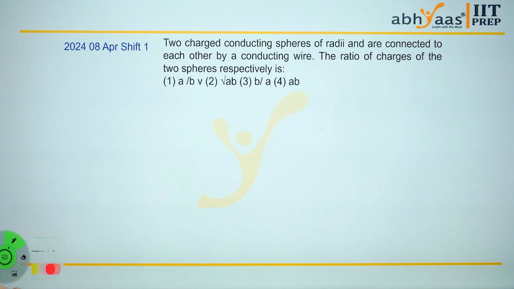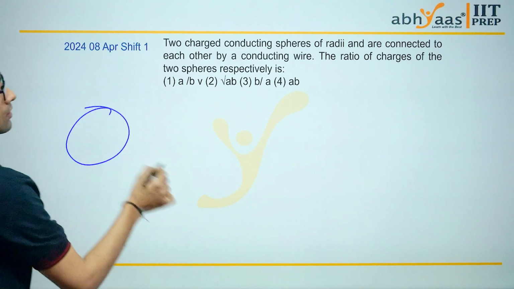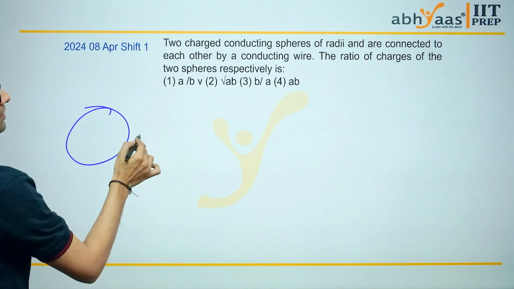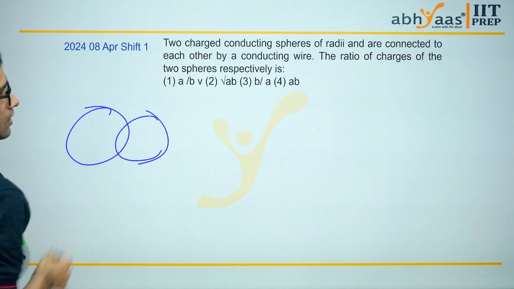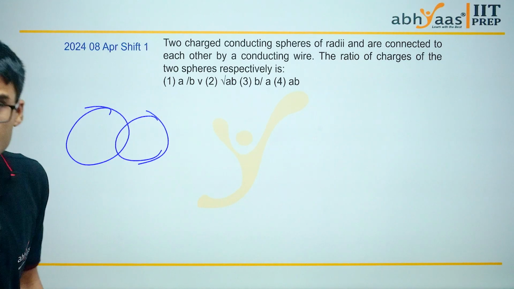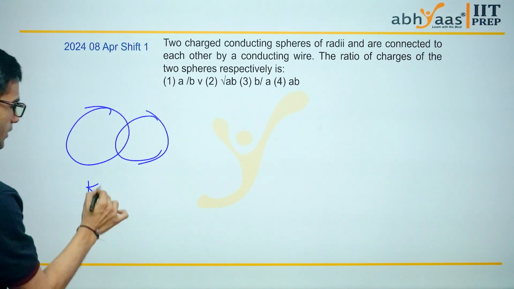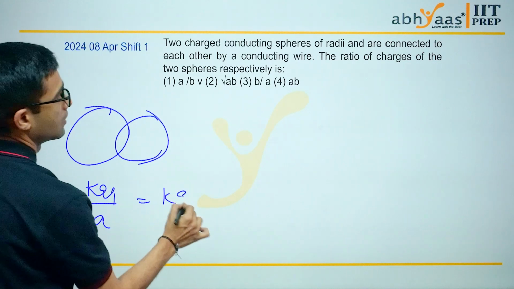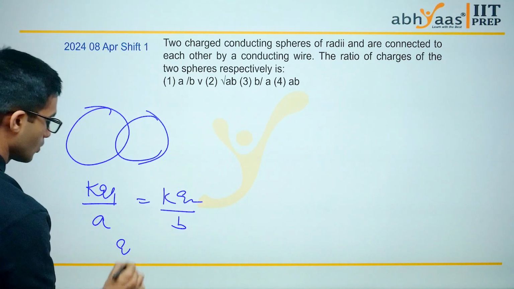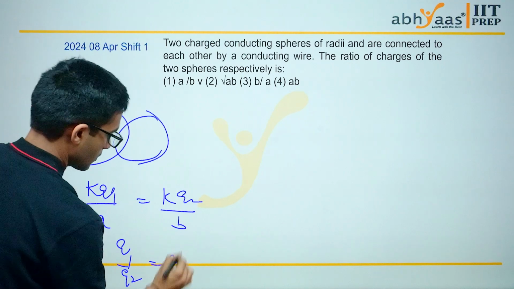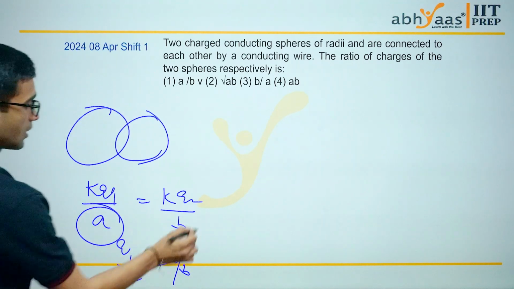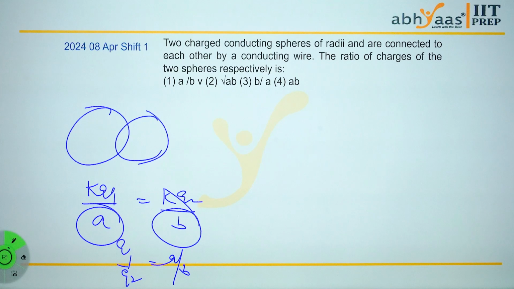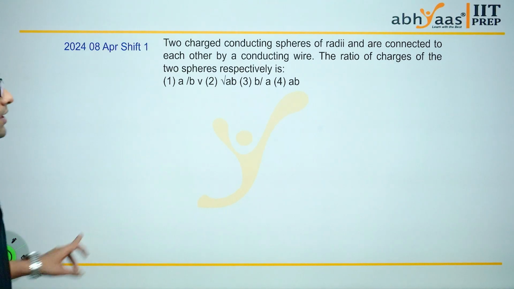Now another thing is calculating the potential and the ratio of charges. Two conducting spheres are connected to each other by a conducting wire. You need to calculate the ratio of charges. The potential is KQ by A, so for Q1 and Q2, Q1 by Q2 is equal to A by B, because the potential is the same. That is the fourth option.